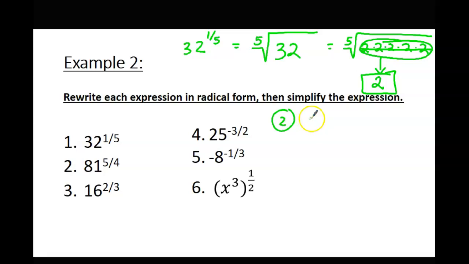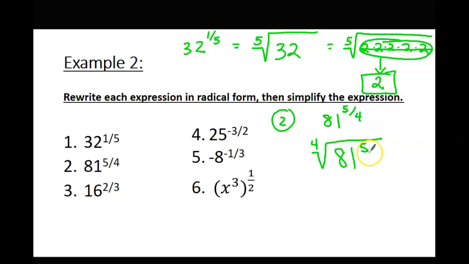We have 81 to the 5/4 power, right? So what kind of root am I taking here? It's a 4th root of 81 to what power? 5. So this 5, you're getting warm, but just a second.